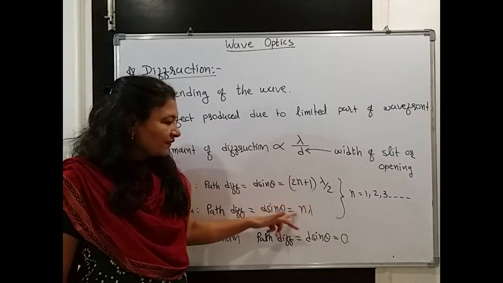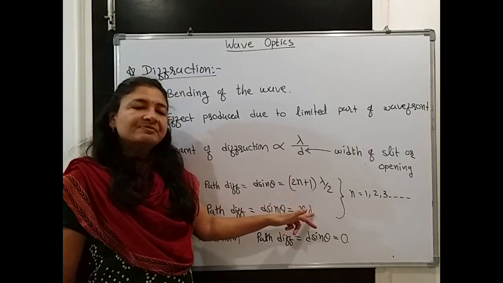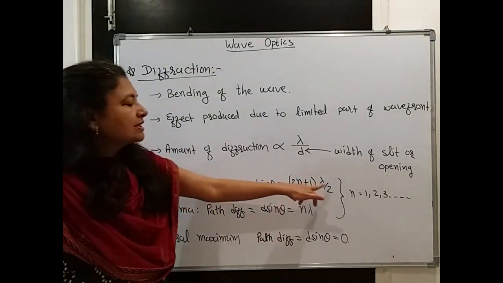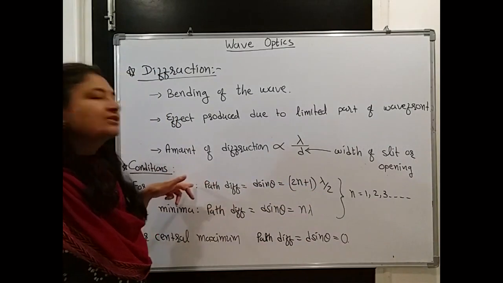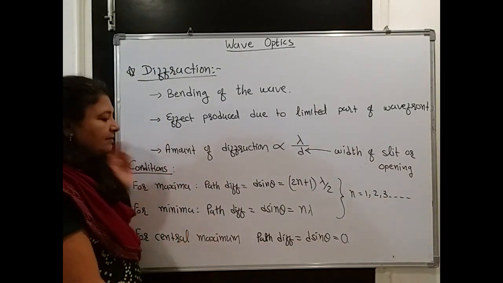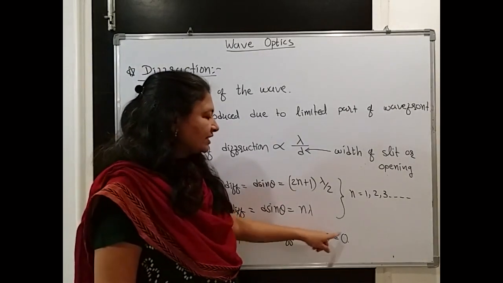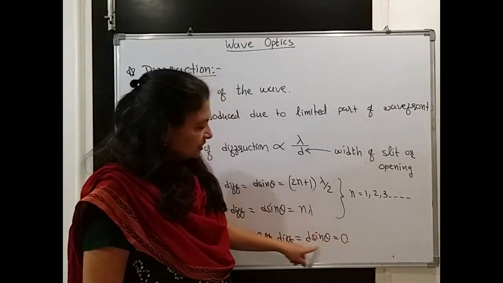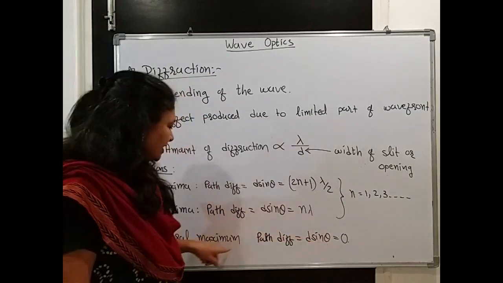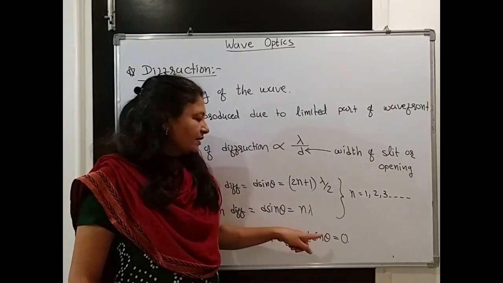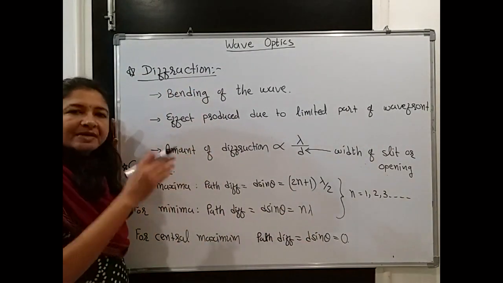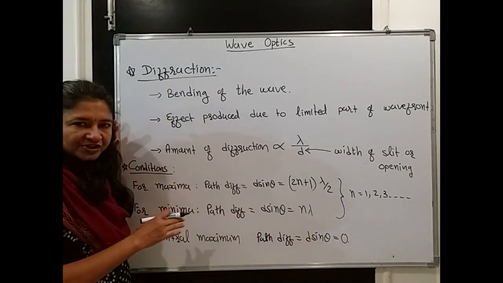In case of interference, n lambda produces bright, here n lambda produces dark, and (2n+1) lambda by 2 produces bright. For central maximum, that is central bright, path difference, that is d sin theta, is equal to 0. It means that here theta will be 0. So central bright will be produced when theta equals 0. So all this is the basic formula for diffraction.